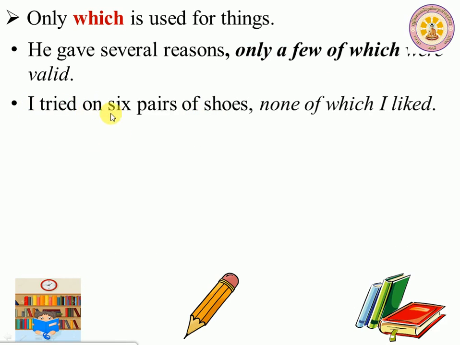One more: I tried on 6 pairs of shoes, none of which I liked. So "none of which" means none of the shoes. "Only a few of which" here means only a few of the reasons. So which here is the relative pronoun used to replace shoes, and which here is the relative pronoun used to replace reasons.